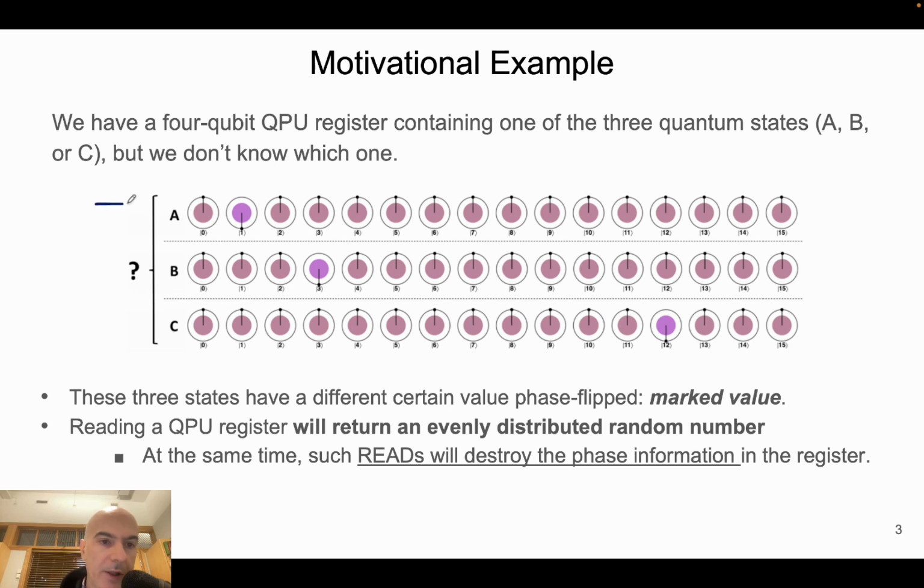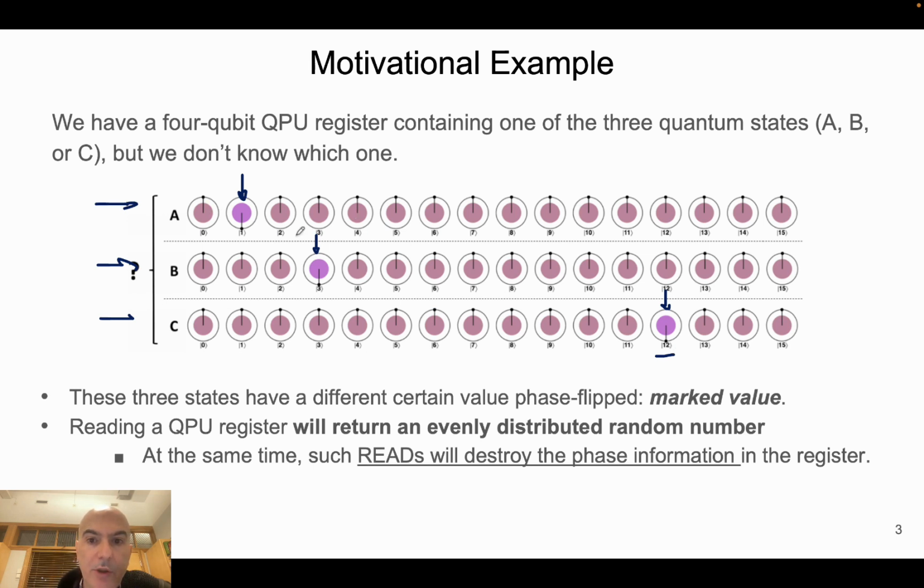So we have three quantum registers A, B, and C of 4 qubits, so we can encode 16 quantum states. You note that these quantum registers have the same magnitude, but in each one of the states the relative phase has been flipped. In this case, we have quantum state 1 with the phase flipped. In this case, quantum state 3 with the relative phase flip. And in this last case, register C, state number 12 has the relative phase flip.